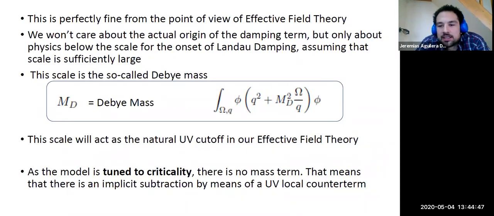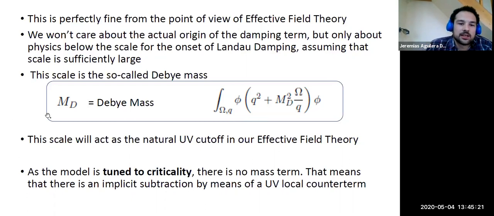And this is generically fine from the effective field theory point of view. In that language, we are not actually asking about the detailed UV completion of this theory. We are just assuming there is one, and at a certain scale, which we assume is large enough, Landau damping sets in. And we are asking about the physics below that scale, all the way down to low energies. So that's the philosophy. We are not caring about the actual origin of the damping term.